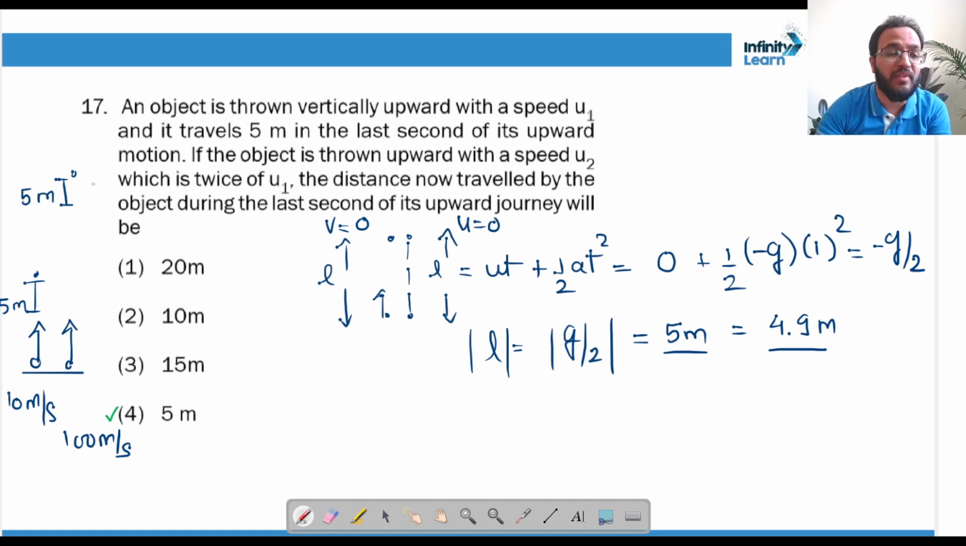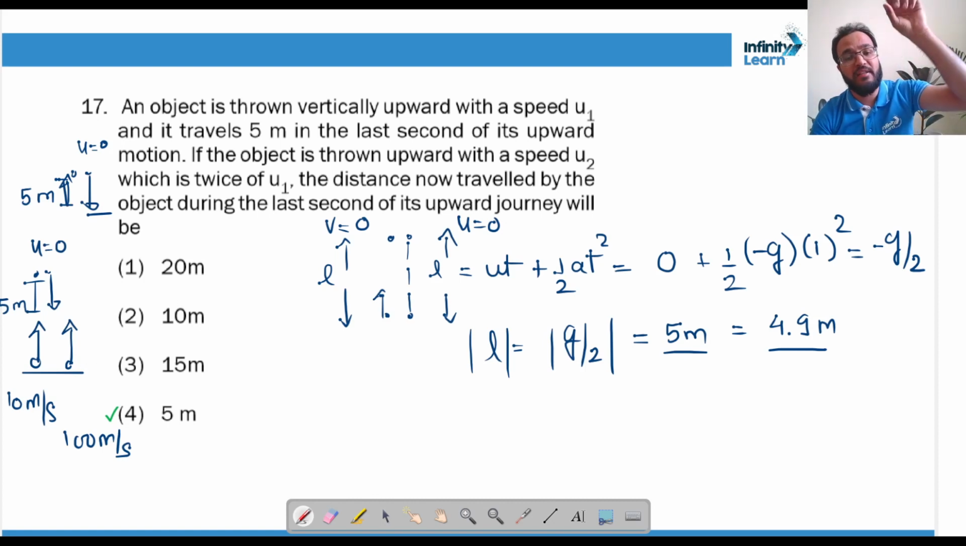Why? Because when it is coming down from that height, its initial velocity is zero. And the distance traveled in the last 1 second in going up and the distance traveled in the very first second in coming down will always be the same. So initial velocity doesn't change the fact that when you are dropping the object from a height, the distance traveled by it in the very first second is g by 2.